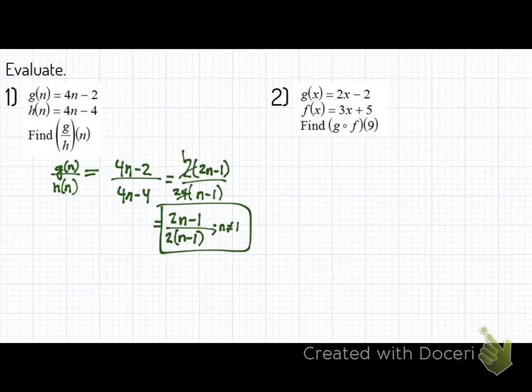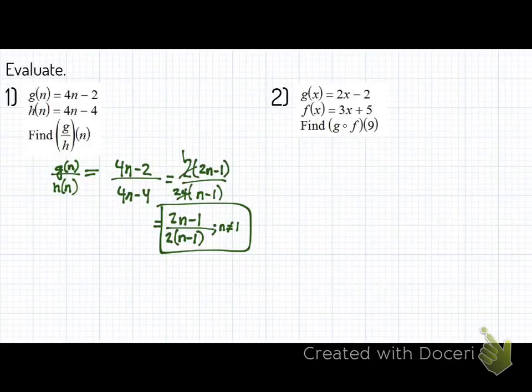Okay, number 2 now. We got g of x is equal to 2x minus 2, and f of x is equal to 3x plus 5. And it's saying find g of f of 9. So this gets a little confusing, but just go slowly. We want to think about what's the precedent function, the primary one. The one that comes before is g, right?